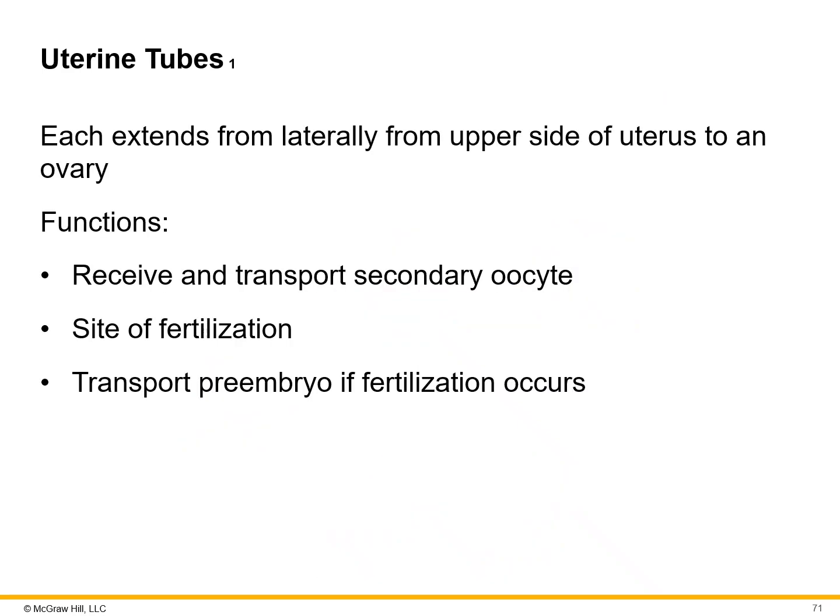All right, your uterine tubes, also called fallopian tubes, exact same thing. They each extend laterally from the upper side of the uterus to an ovary. So you have one going to one ovary, one going to the other ovary. What are the functions of these tubes? Well, it's to receive and transport secondary oocytes. It's also your site of fertilization. That is where fertilization takes place between your egg and your sperm.